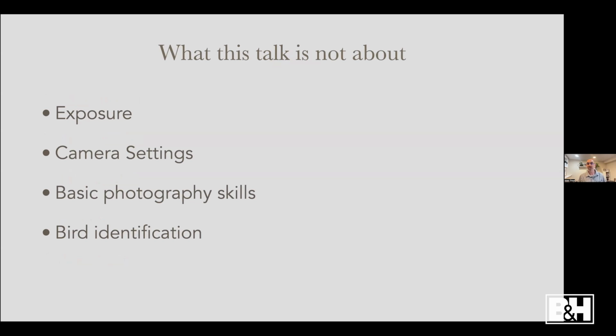What we're not going to talk about is exposure. I'm going to assume that you can get proper exposure on your photos. We're not going to talk about camera settings. Those are all in a completely separate talk. I'm going to assume that you know how to use your camera, that you have basic photography skills, you can see a bird, you can identify what you're photographing, you can get proper exposure, you can get a sharp photo. That'll be the baseline of where we start. From there, how do we get a better photo?